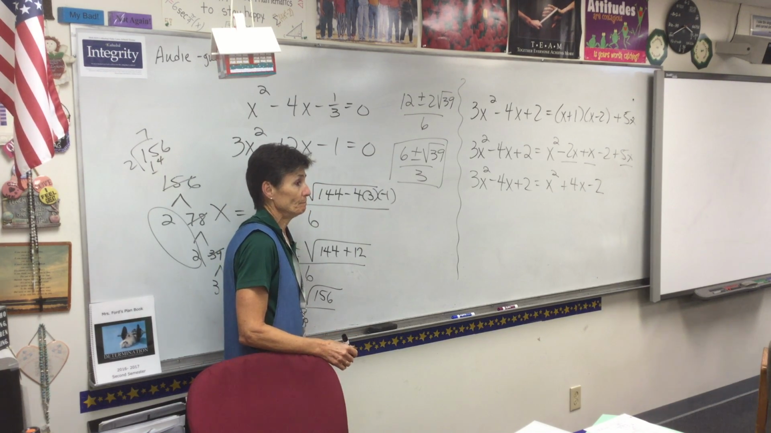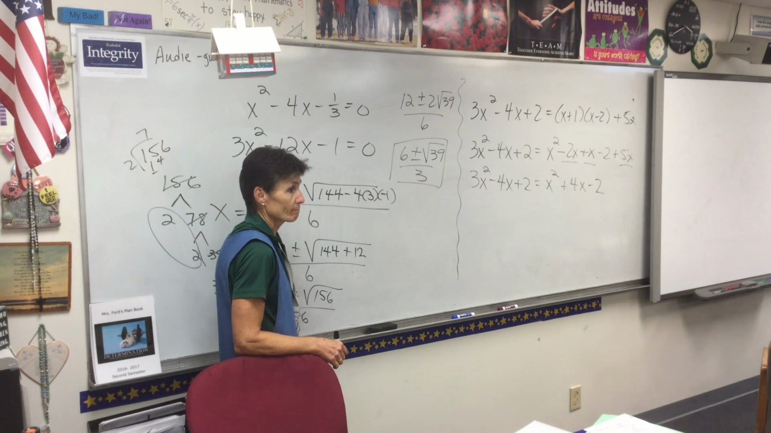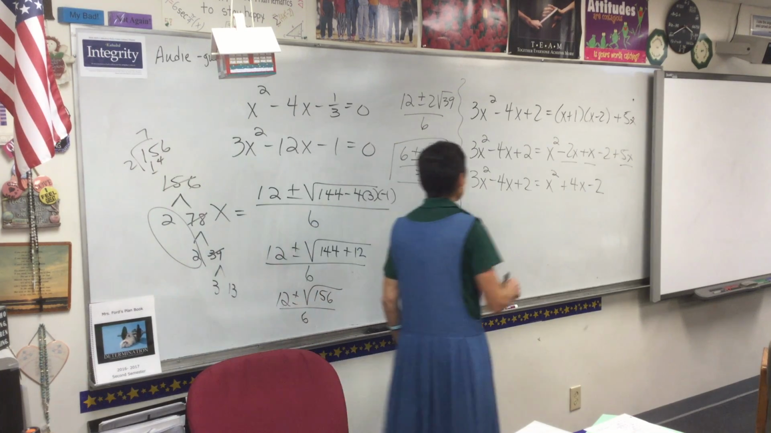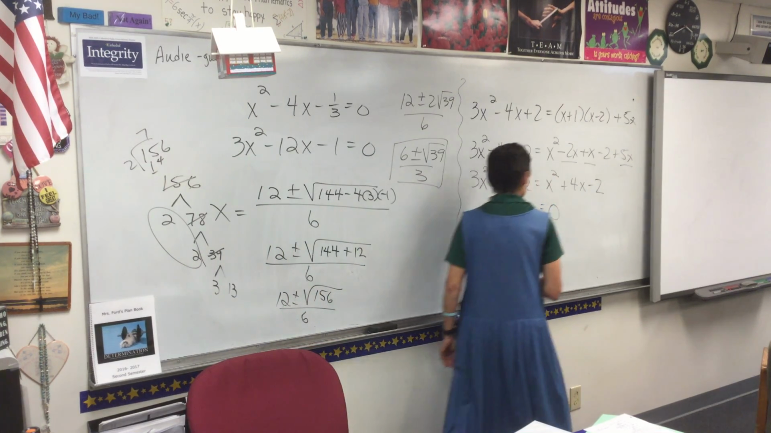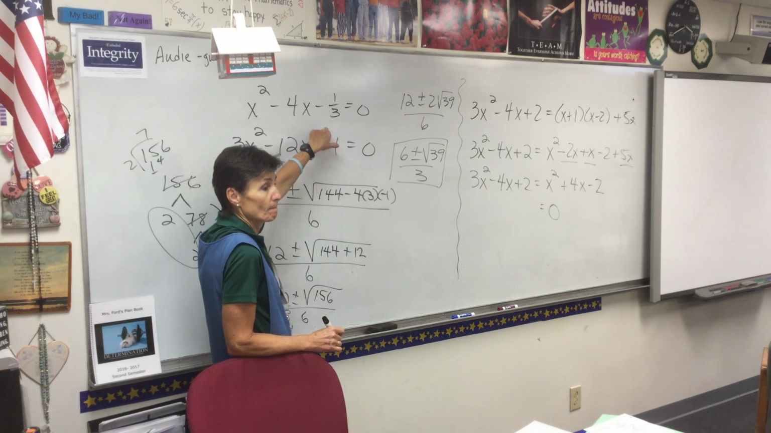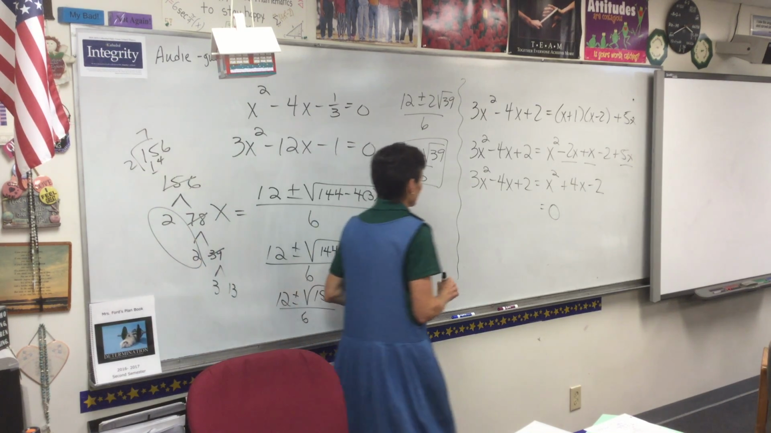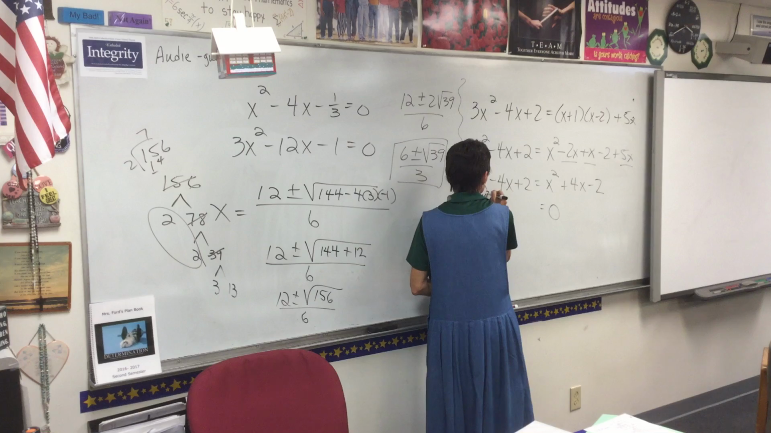Now what? Get it set equal to 0. Absolutely. Your equation has to be set equal to 0 if you're going to solve it. Just like this one was. Just like this one. So here we go. We're going to subtract x squared.